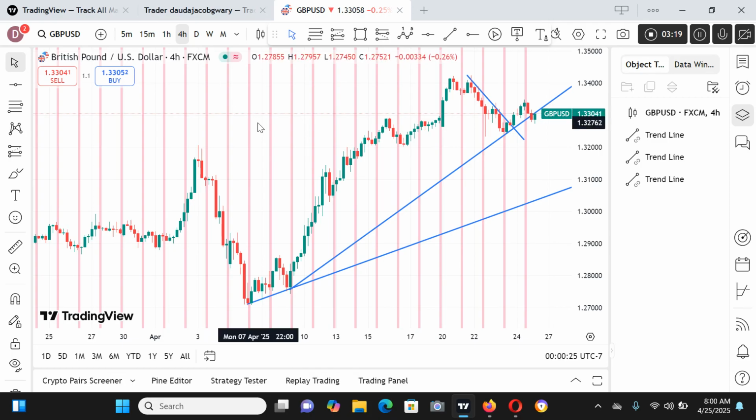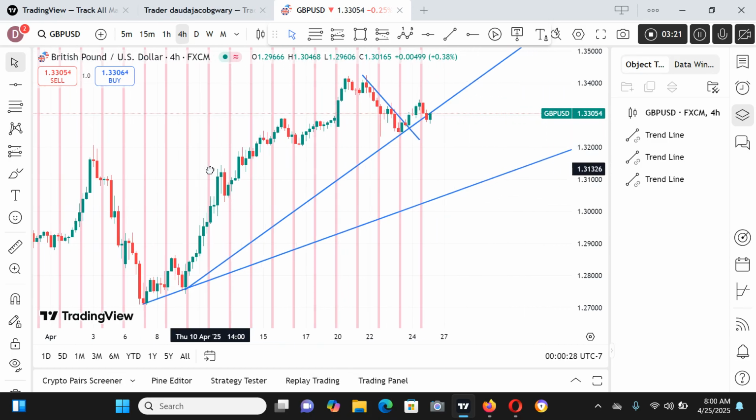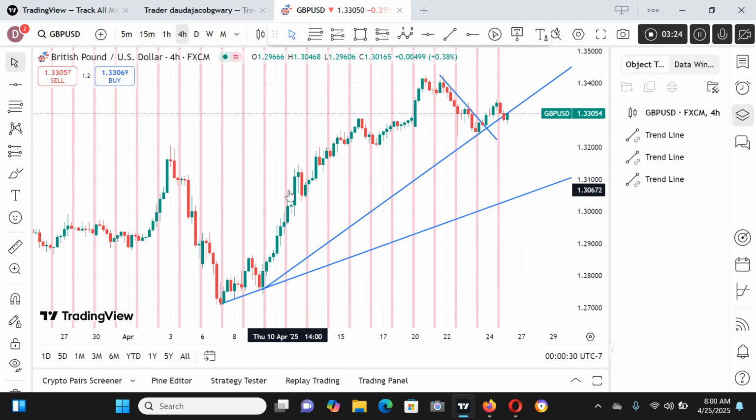From this simple explanation, I believe you understand what psychological level is all about. Like I said, psychological levels are round-up numbers on the chart that major players in the market, big individual hedge funds, major banks, and central banks pay attention to. They tend to place their buy orders, sell orders, stop loss, and take profit on those levels. And the market tends to be very volatile and to react when it gets to that level.